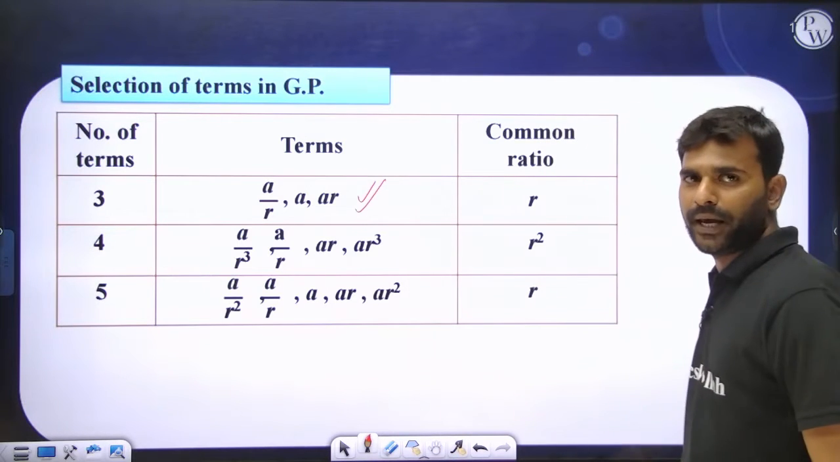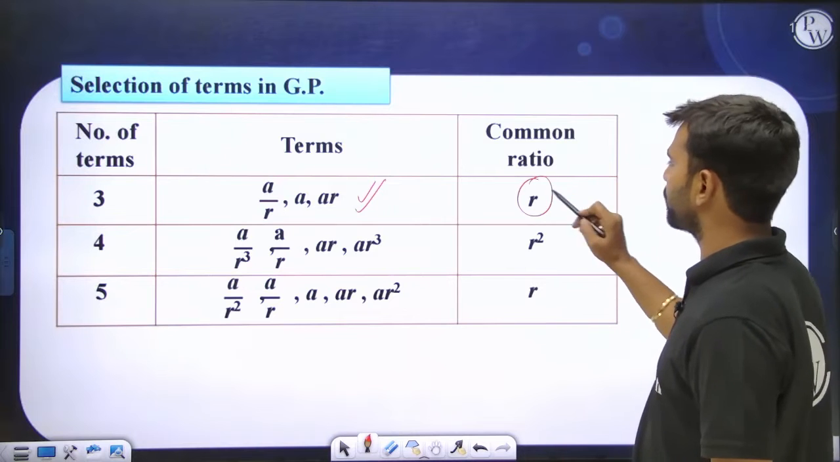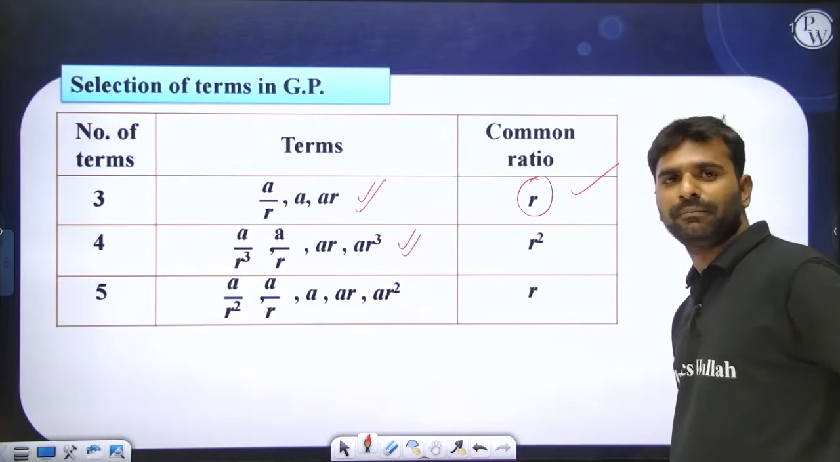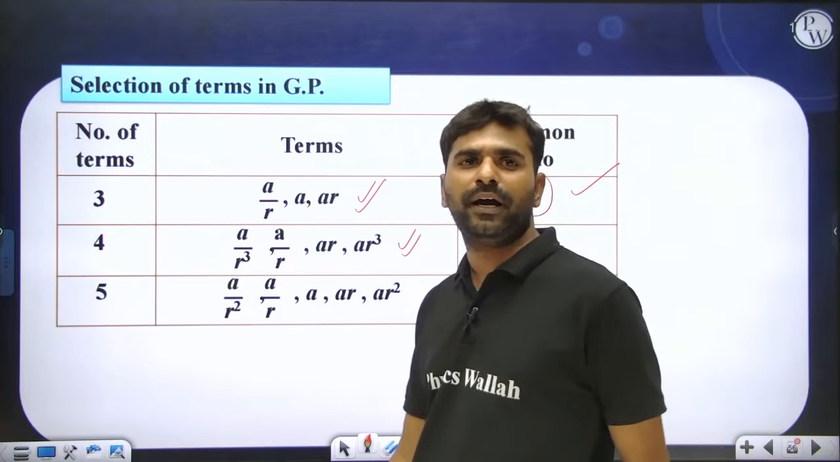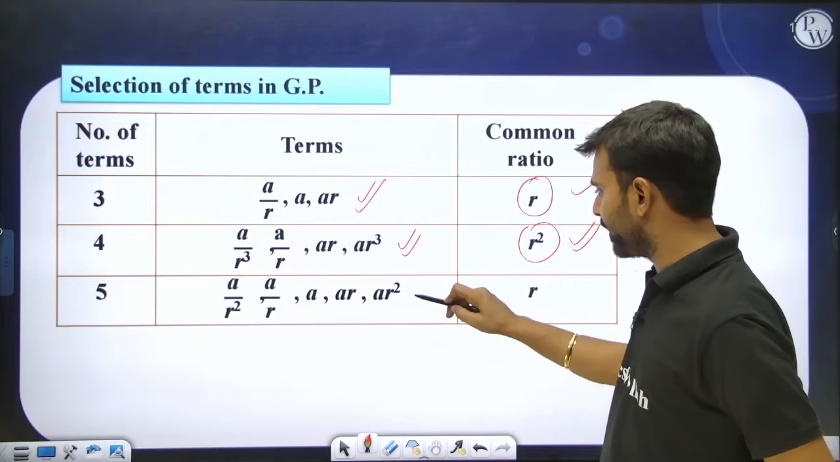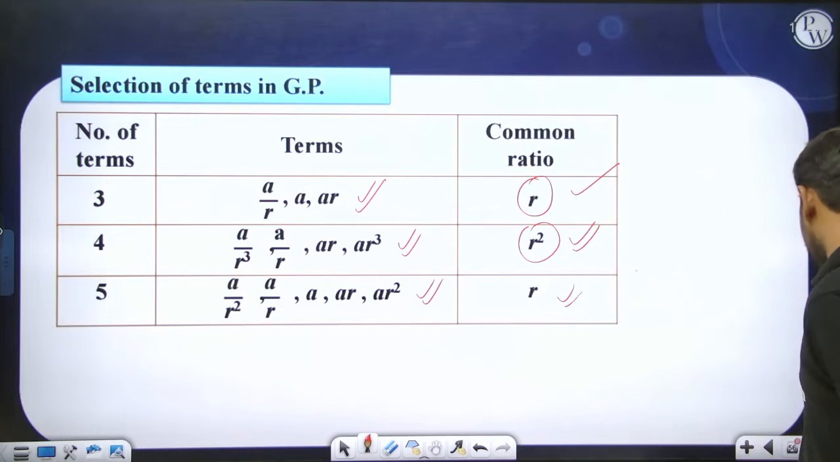Yes, if we have to take three terms in a GP, then we should take them like this: A by R, A, AR. Here the common ratio of the three terms will be R. If we have to take four terms in a GP, we have to take them like A by R cube, A by R, AR and AR cube. The common ratio will be R square this time. And if we have to take five terms in a GP, we take them like this.